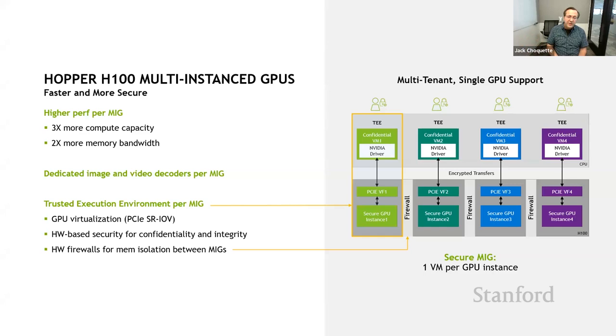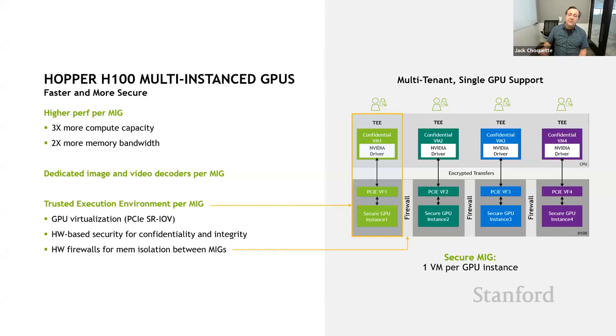We combined our MIG technology with confidential computing technology for secure execution. Here, the trusted environment encapsulates one confidential VM running on the CPU with a MIG instance running on the GPU. We took advantage of the physical isolation of the units that the MIG hardware design already provides. Plus, we added a hardware firewall to prevent any unauthorized access to memory from outside the trusted execution environment, including from other MIG instances on the same GPU.